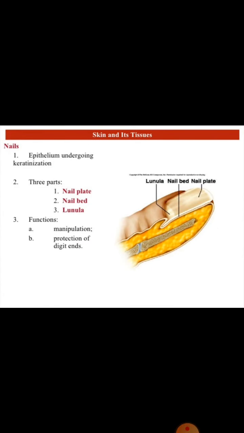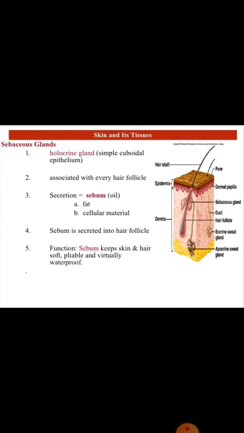Same then is nails, the epithelium undergoes keratinization. So the epithelial cells become keratinized. Ultimately they take the form of nails, that has 3 parts: nail plate, nail bed, lunula. Then functions: manipulation, protection of digit ends.